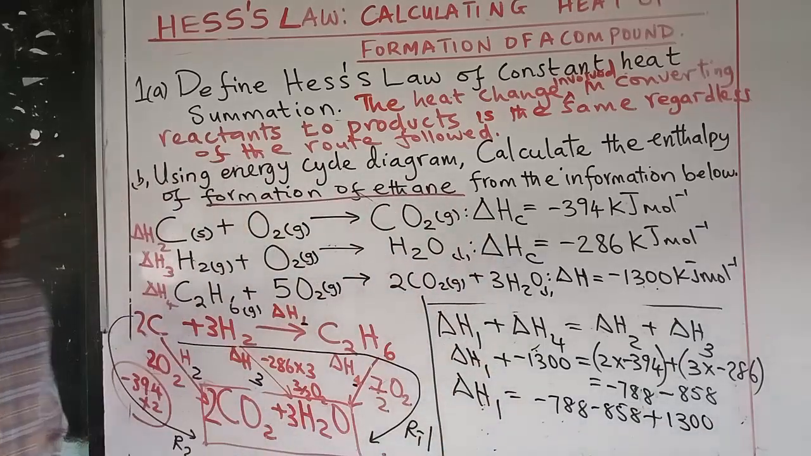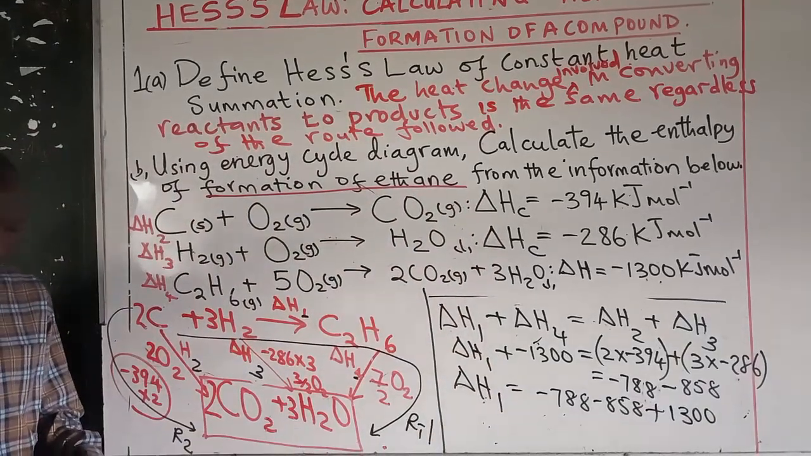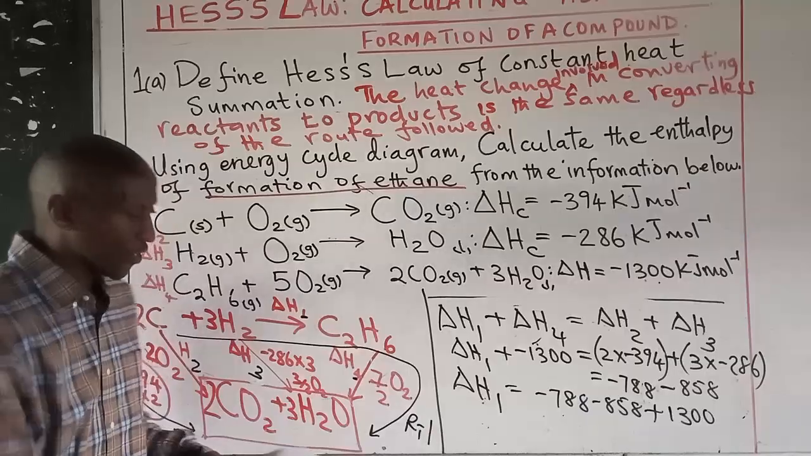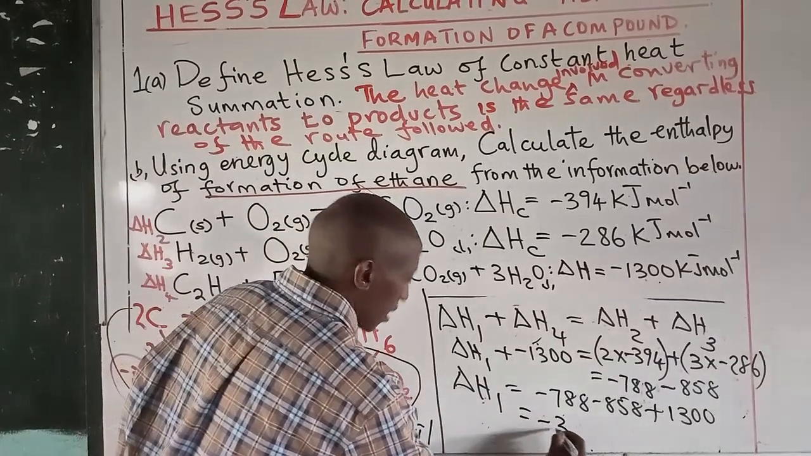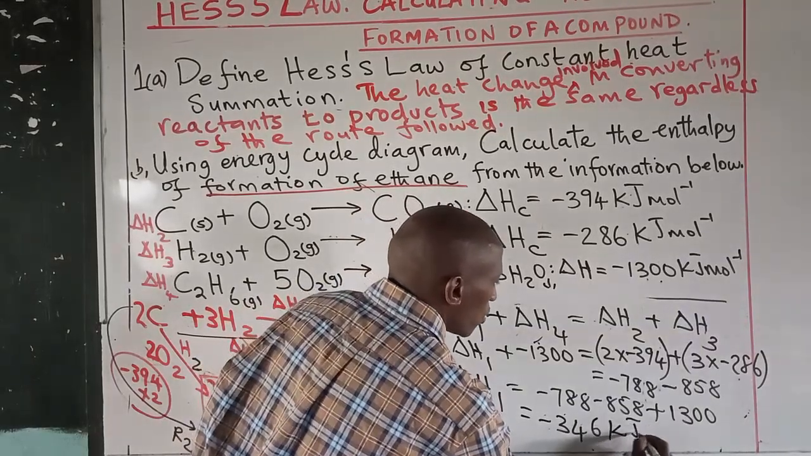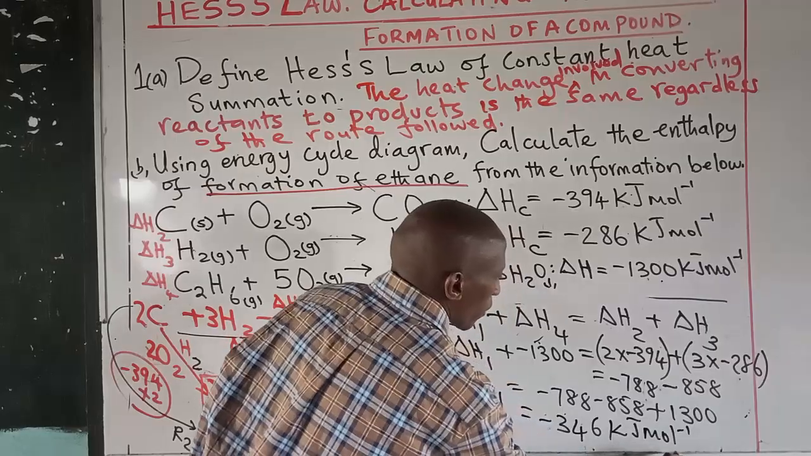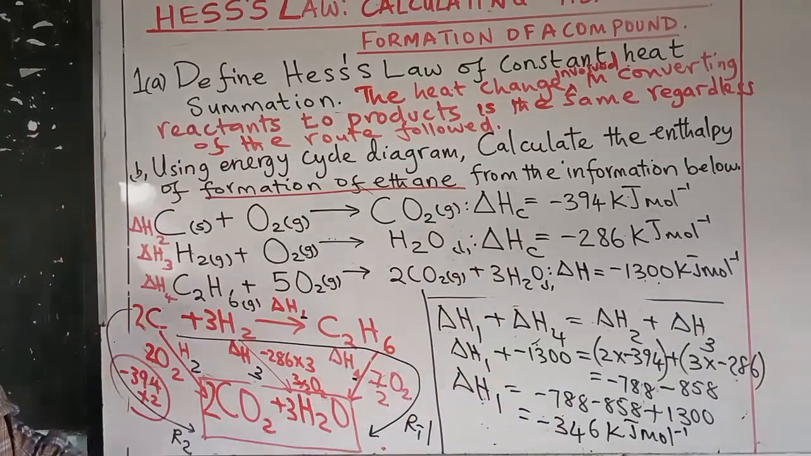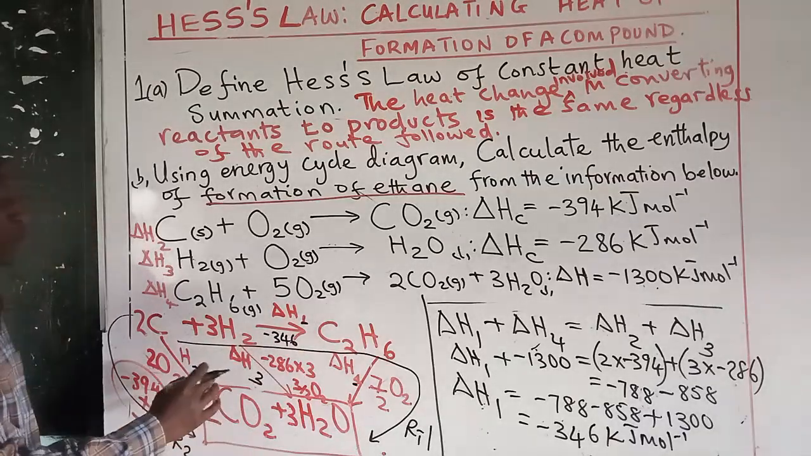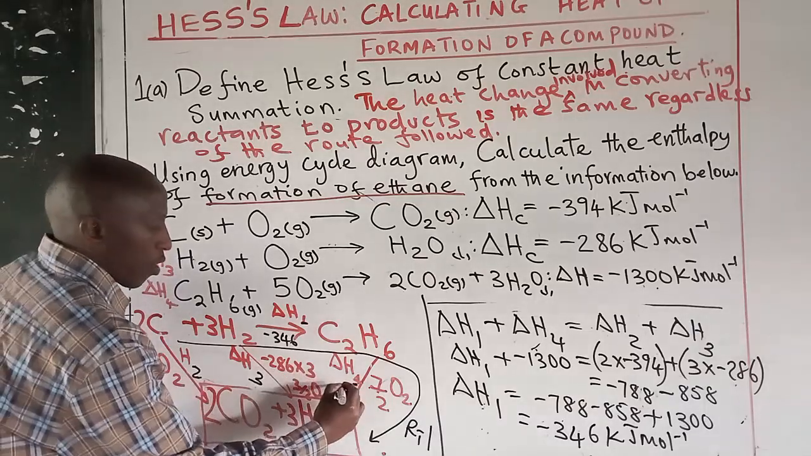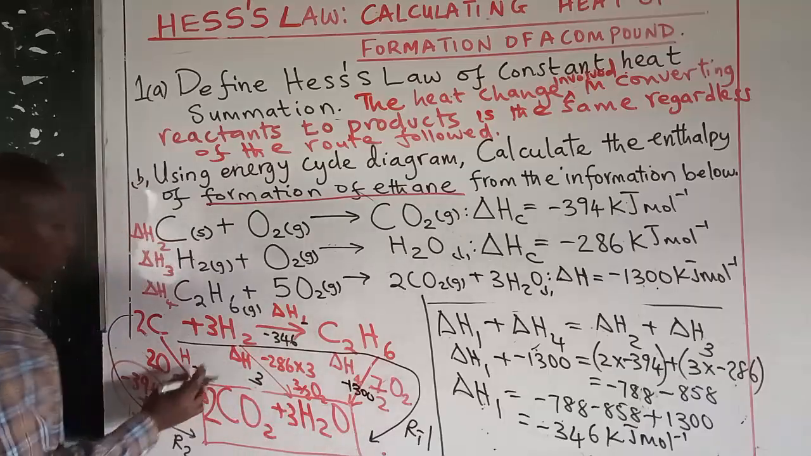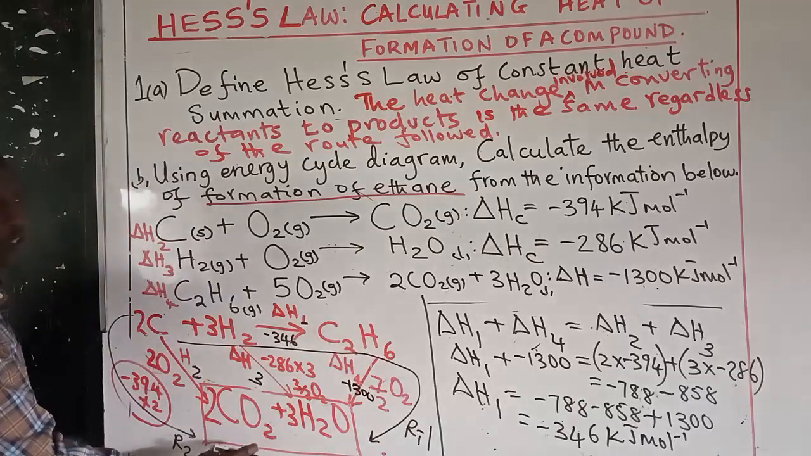So viewers, key in on your calculator and work out what is delta H1. Delta H1 gives us negative 346 kilojoules per mole. So that is very important. If we put negative 346 here, it will mean when you add that to negative 1300, that energy change should balance with the energy change of this route.